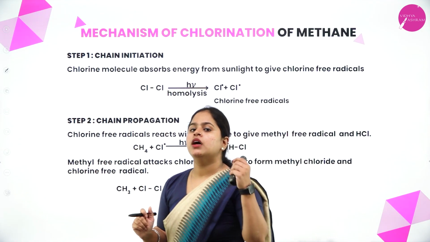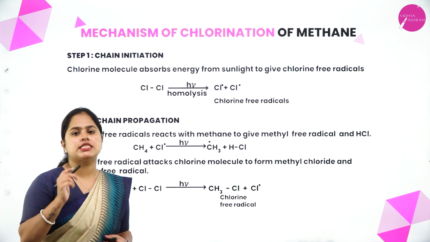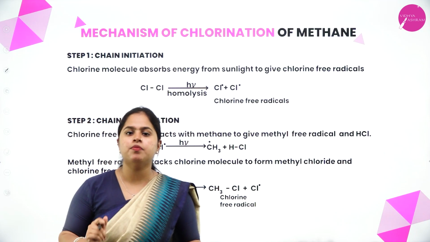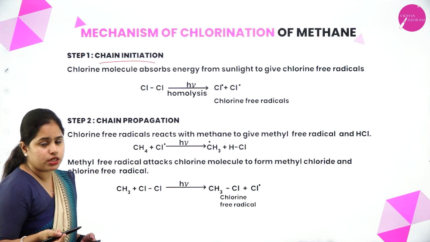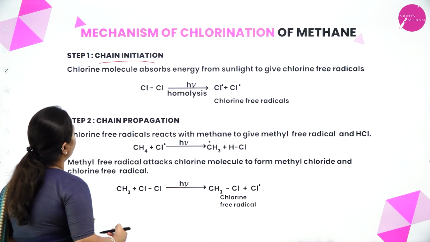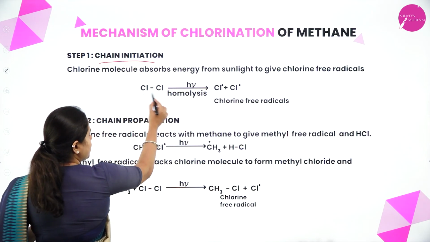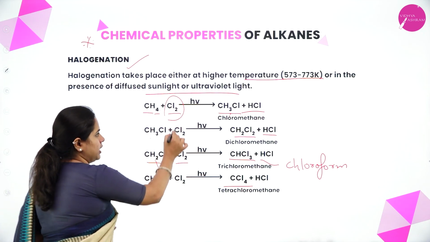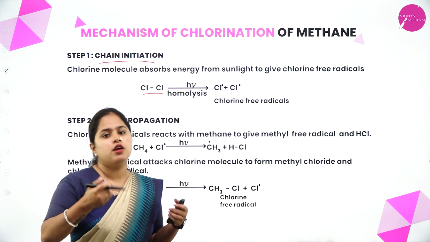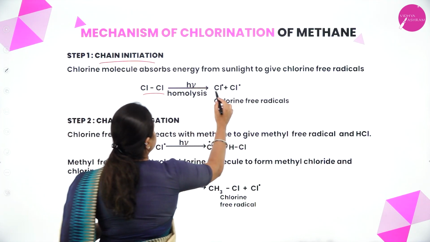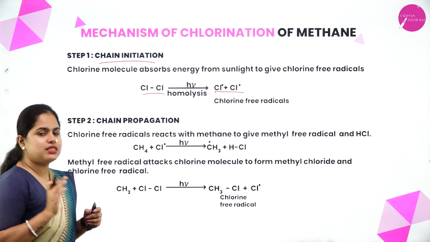As I said, the reaction is a free radical chain mechanism. Let's understand the various steps of this reaction as well. This mechanism of halogenation is very important. The first step is chain initiation, where we start the reaction. A chlorine molecule absorbs energy from sunlight to give chlorine free radicals. Initially it was Cl2. Now, this Cl2, the chlorine molecule, absorbs energy from the sunlight or UV light and breaks into chlorine free radicals. That is the initiation step.